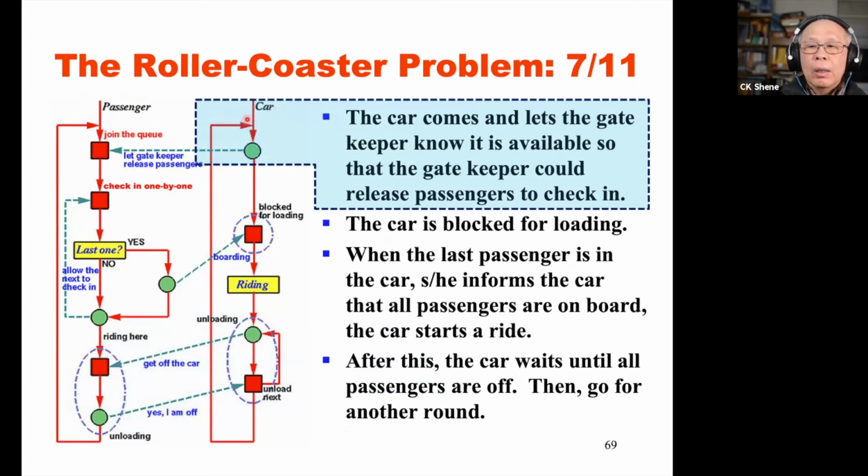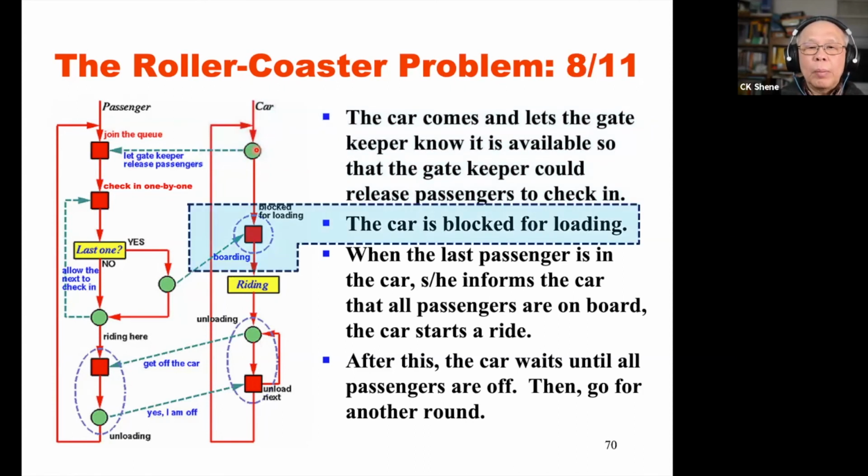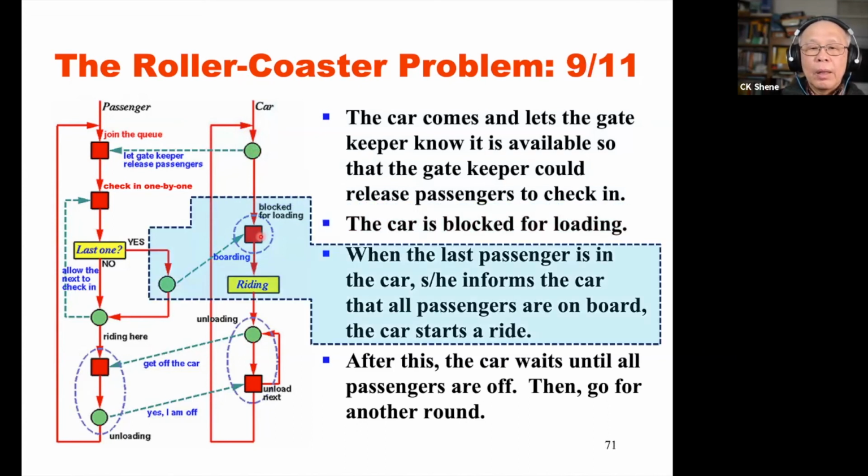So the car comes in, indicating it's ready. It means the car tells the gatekeeper that please stop admitting passengers. And of course, the passenger would be checked in one by one. So while the passengers are checking in one by one, the car is blocked for passenger loading. And then when the last passenger is in the car, this last passenger informs the car that all passengers are on board.